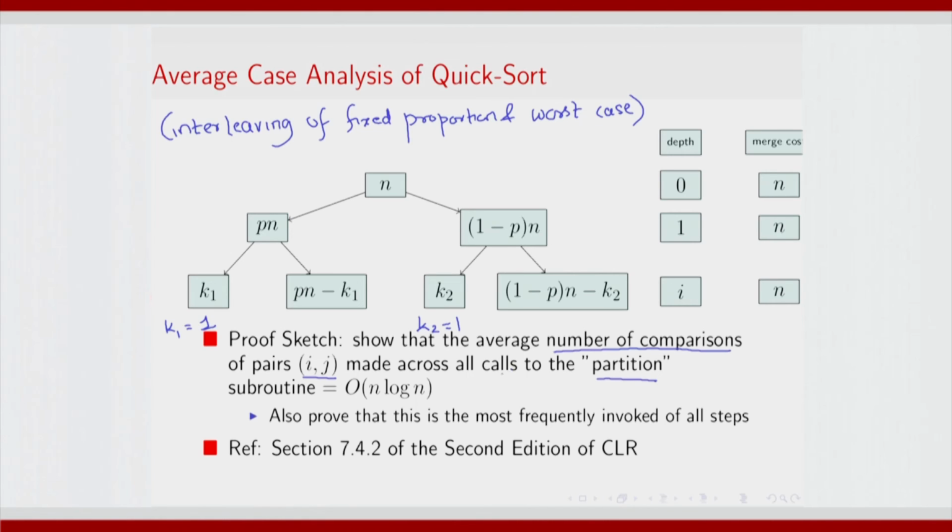What we can show is that the average number of comparisons of pairs i, j made across all calls to the partition subroutine is order n log n, and this comparison is the most frequently invoked of all steps. While you can refer to section 7.4.2 of the second edition of CLR, I am going to give this intuitive proof sketch. So let us define a random variable X_ij, which is 1 if s_i got compared with s_j.